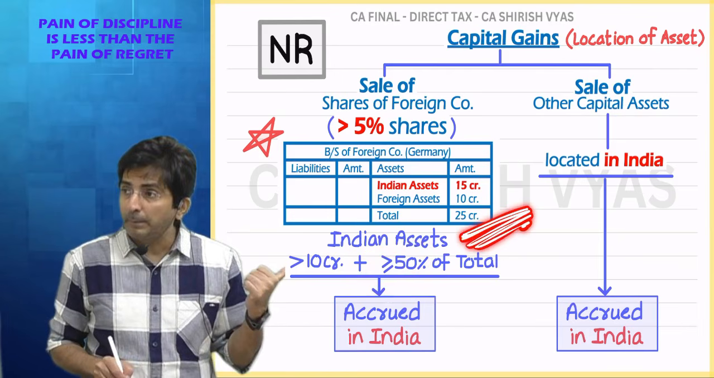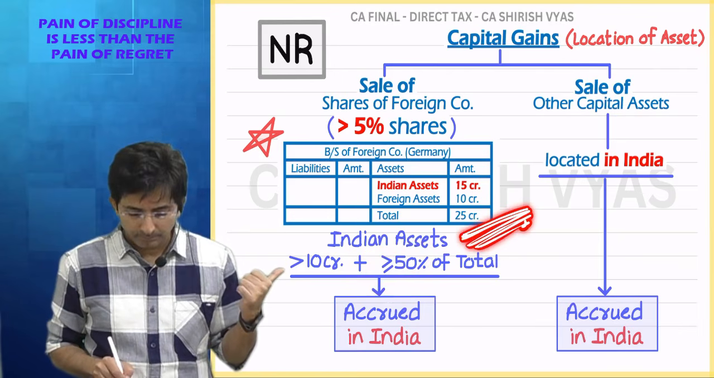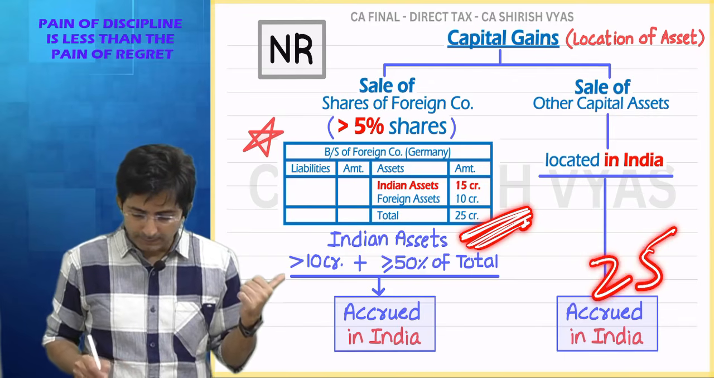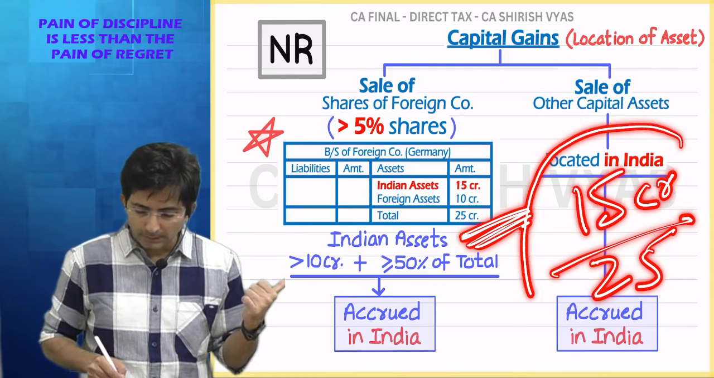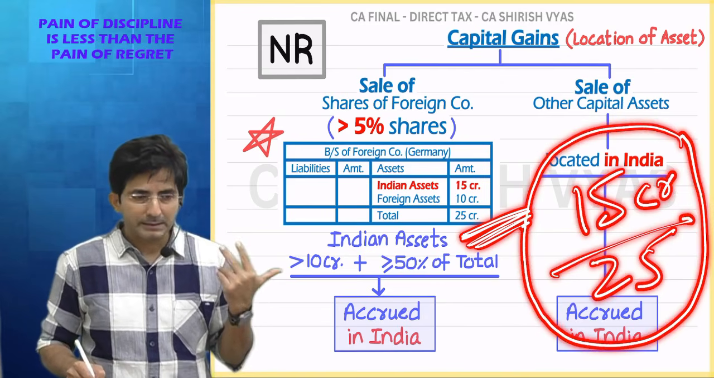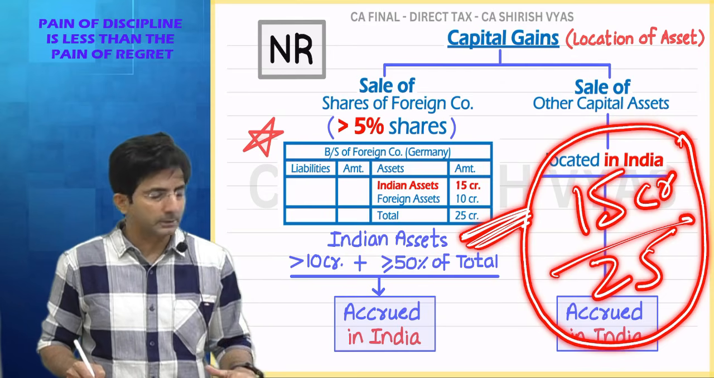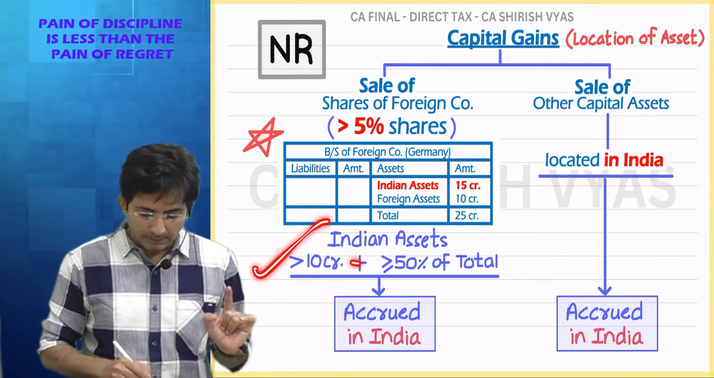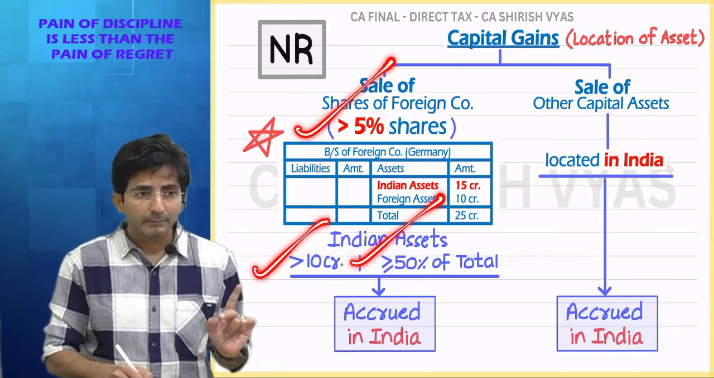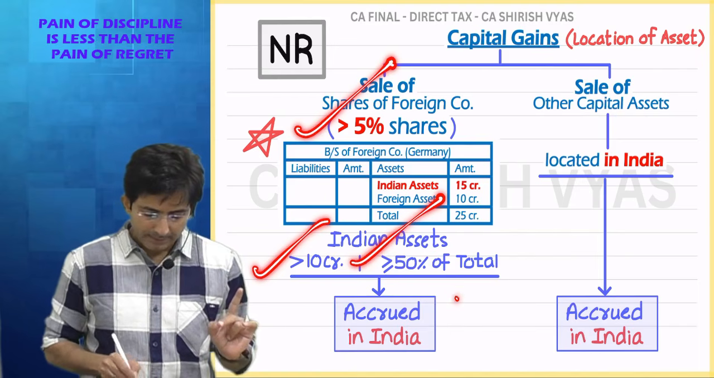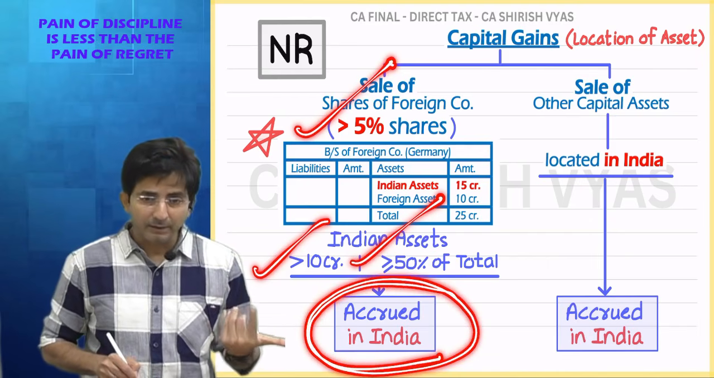Total assets in the balance sheet is 25 CR. And in 25 CR, how many are in India? 15. So convert this into a percentage. It is definitely more than or equal to 50%. And both these conditions are satisfied, plus the third condition, shareholder should hold more than 5%. Then capital gains is accrued in India.